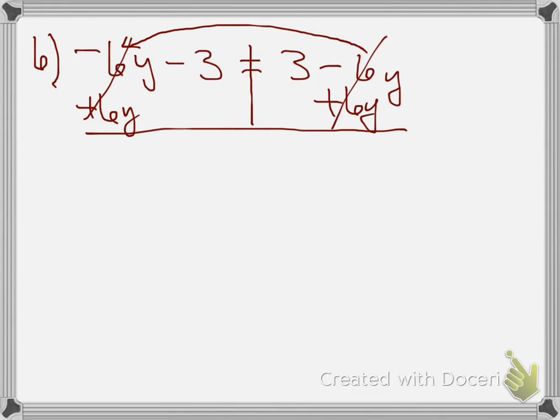Like that. They cancel out. So the y's are now gone. At this point, I have negative 3 equals 3. You should be able to tell this means it's going to be no solution since the numbers are different. But I'll go ahead and finish it out so you can kind of see it.